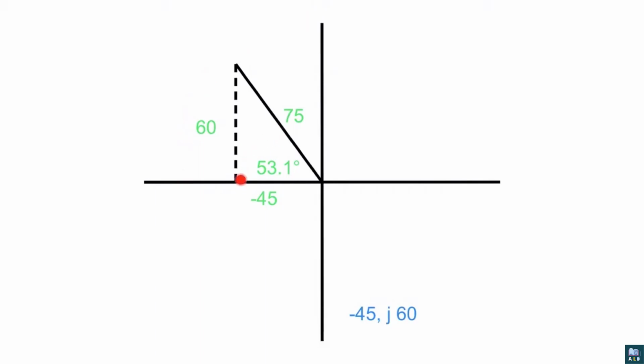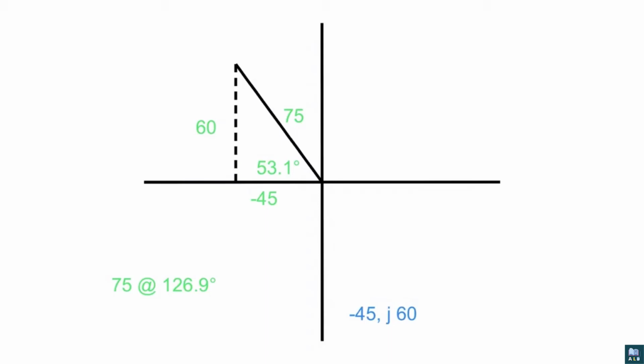Well, we know that this guy here is 53.1 degrees, and we're looking at the angle in reference to 0, so we want this angle. So what we're going to do is just take 180 minus the 53.1 degrees to get my actual angle in this quadrant. And I get 126.9 degrees. So now I can easily say that this negative 45 j160 has a polar form of 75 at an angle of 126.9 degrees. And there you go. That 126.9 tells me we are in quadrant 2 as well.